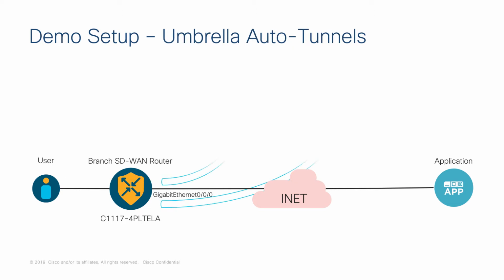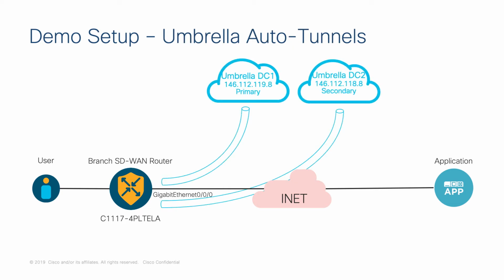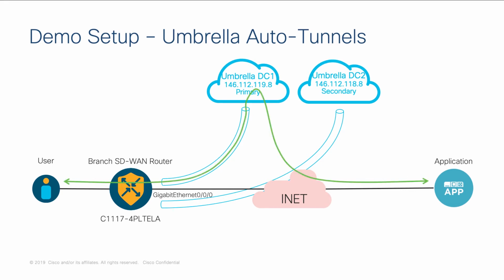With the integration of Cisco's SD-WAN solution and Cisco Umbrella SIG functions, we can now automatically generate a pair of primary and secondary tunnels to the Umbrella cloud. The primary and secondary tunnels will be built to the closest Umbrella locations for optimum performance. The user's traffic will now be sent from the SD-WAN router to Umbrella over the primary tunnel.